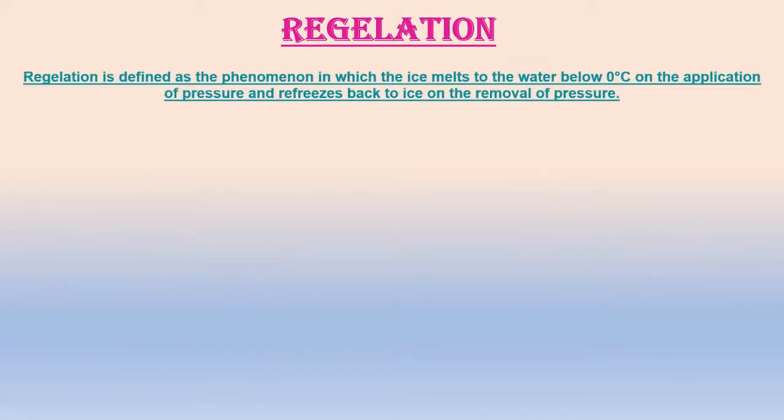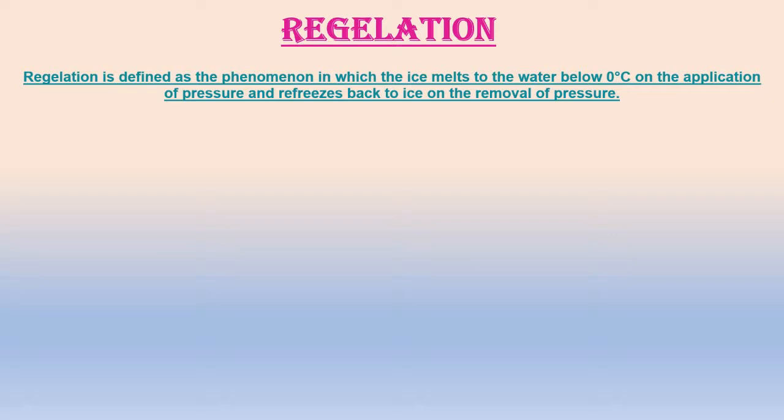Now let us define regelation. Regelation is defined as the phenomenon in which ice melts to water below 0 degrees Celsius. Due to the pressure applied in the previous experiment, the melting point was decreased below 0 degrees Celsius, and that is why the ice melts to water on the application of pressure. It is because of the pressure.